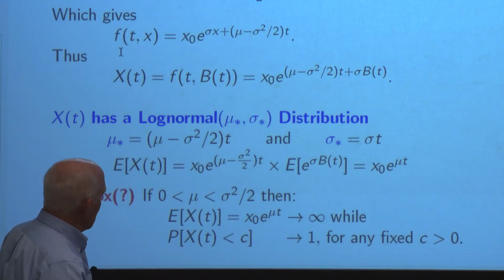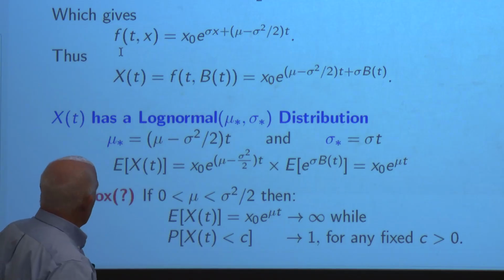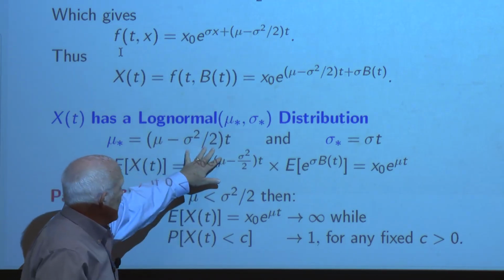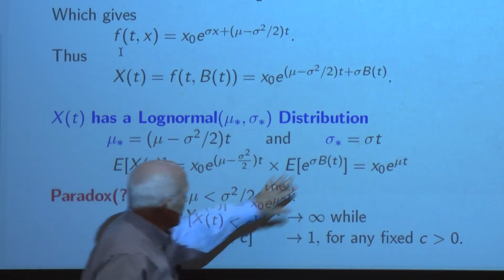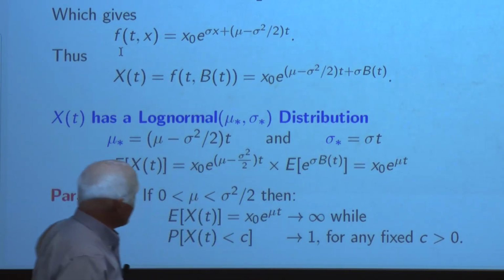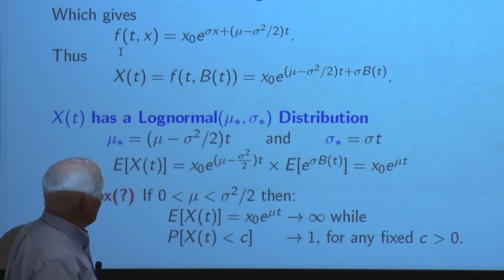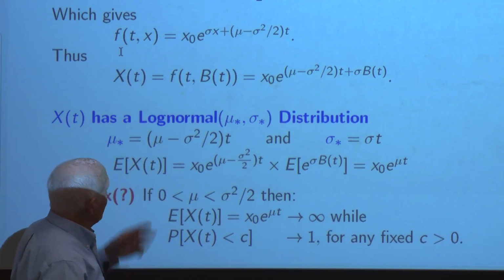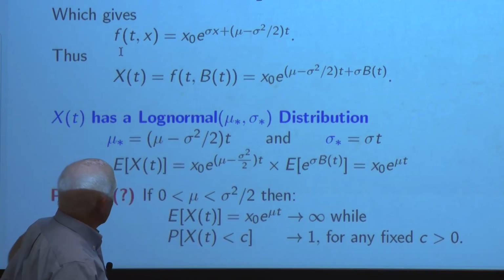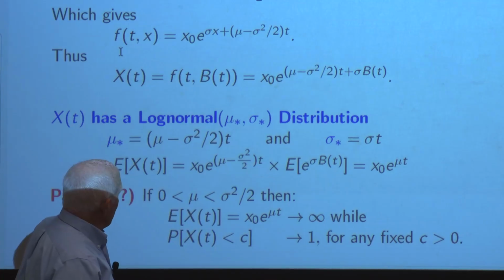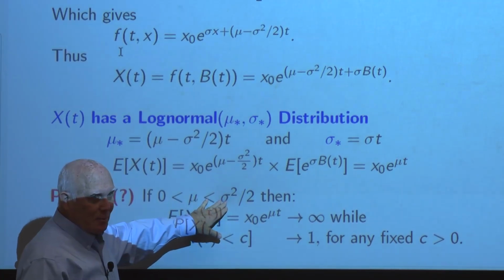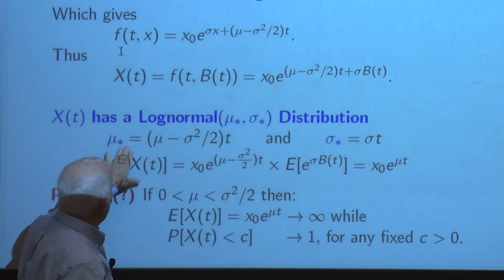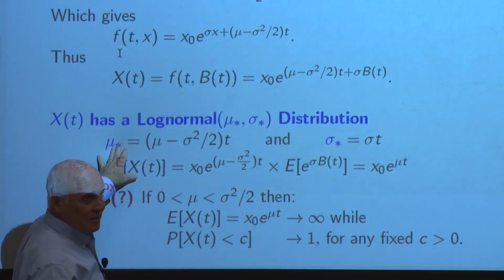Now, an interesting paradox is that the drift term is this factor, and the variance is sigma squared t, or the standard deviation is sigma root t, for the value of a geometric Brownian motion process. But if our drift parameter is smaller than sigma squared over 2, then this mu star is going to be negative.